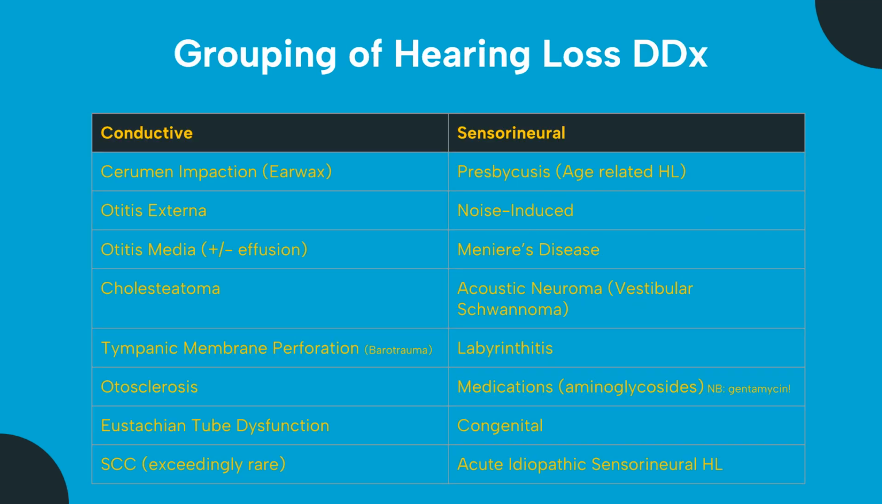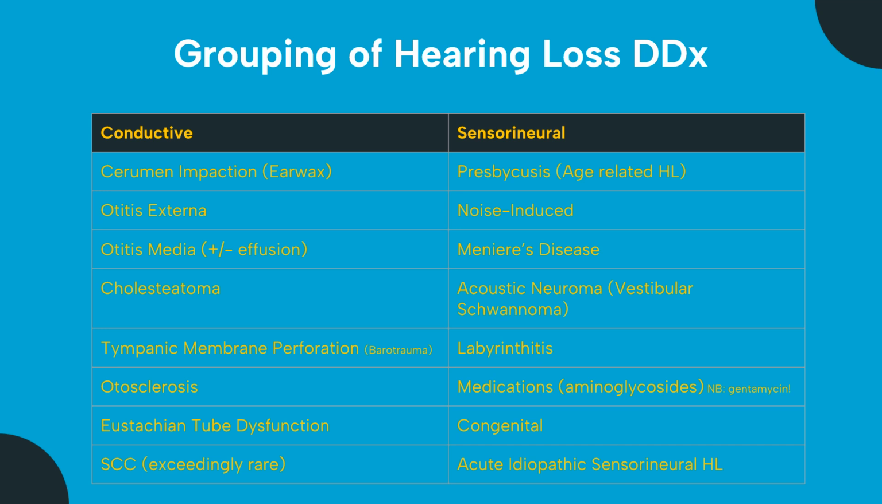When you're looking at differentials for hearing loss, I find it really helpful to stratify them into conductive and sensorineural. Not only does this group together similar ideas, but it also gives you an idea of what potential causes could be and what areas they're affecting. Very good ones to know are your bread and butter otitis externa and otitis media. Also important to know about earwax, cholesteatoma, and also your perforation as well.